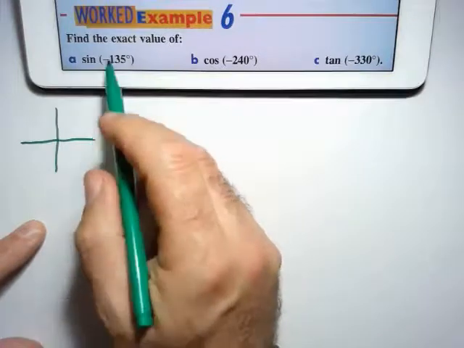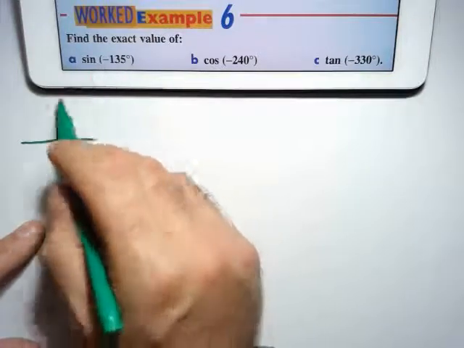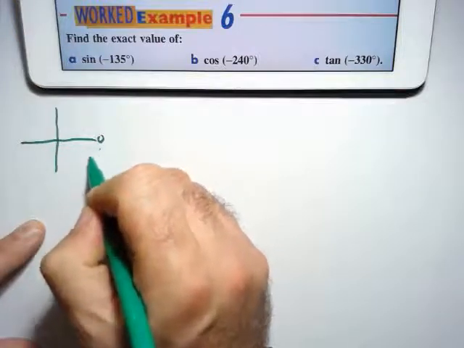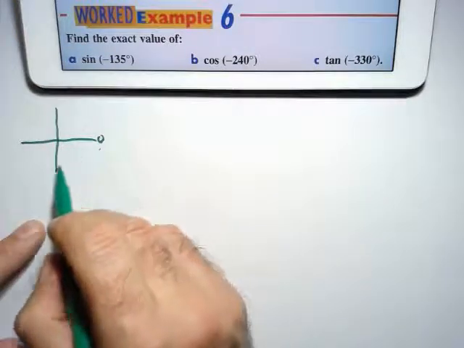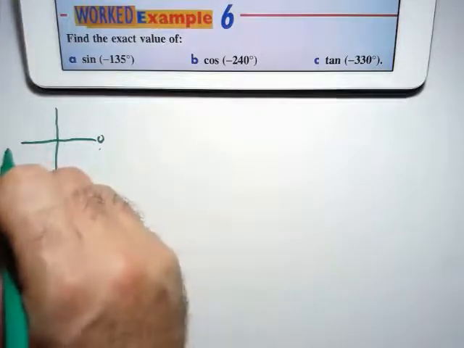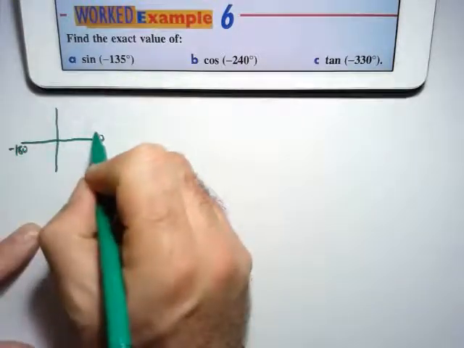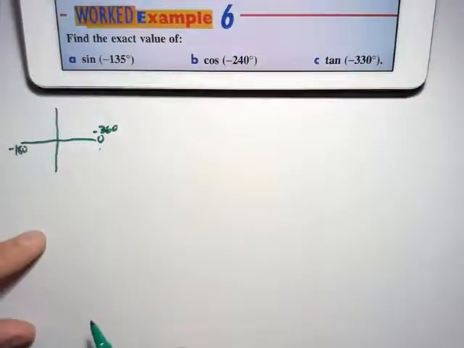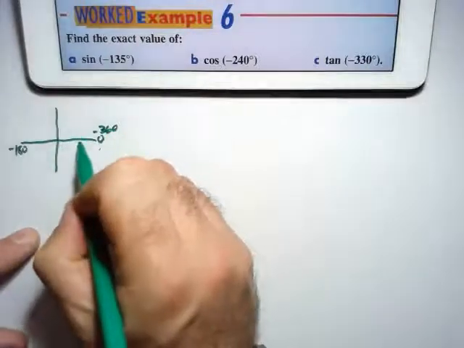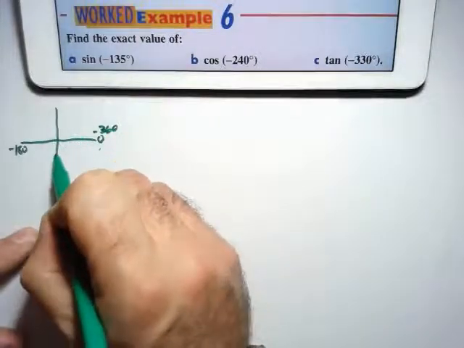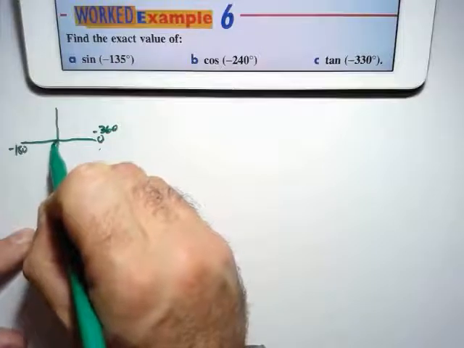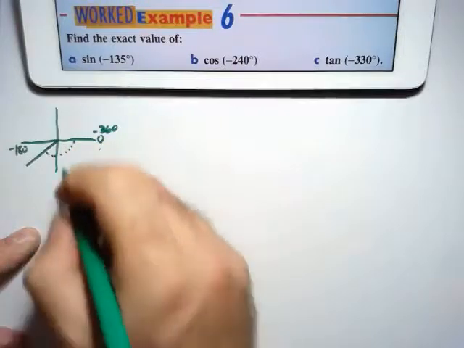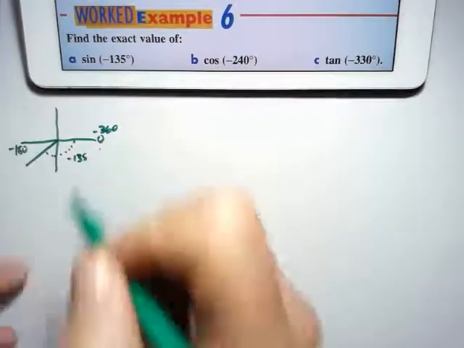So I start off by saying, instead of going in the positive direction now, I'm going to start at 0 and go in the negative direction, so in a clockwise direction. If that is 0, this will be negative 180 and that will be negative 360. Okay, negative 135, that's 0. That is negative 90, so negative 135 is there. So that gives us negative 135.